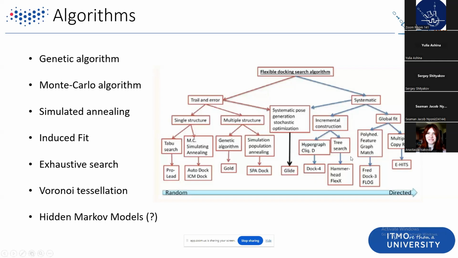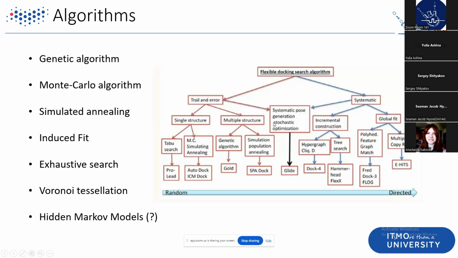So this scheme tries to provide an overview of different algorithms, like what kind of algorithms we have. We have global search, systemic, trial and error like protocols, where we can use genetic algorithms, simulated annealing, tabu search. I actually didn't use tabu search, so I cannot comment on it. But the genetic algorithm and Monte Carlo simulated annealing are quite widely used algorithms.